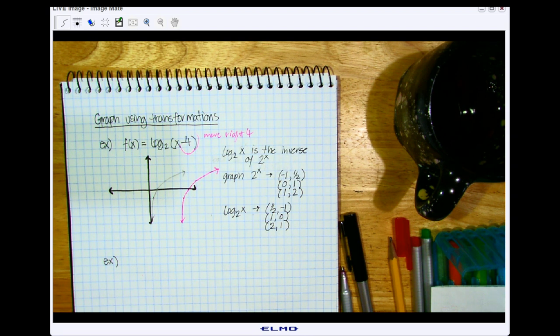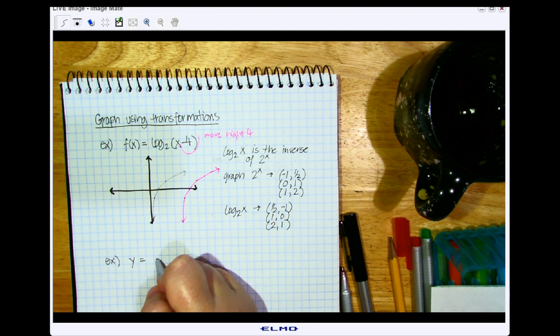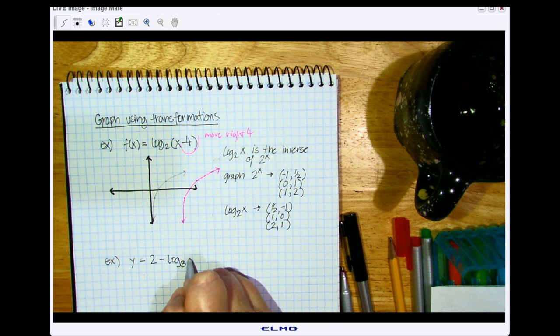Okay, so let's try y is equal to 2 minus log base 3 of x.